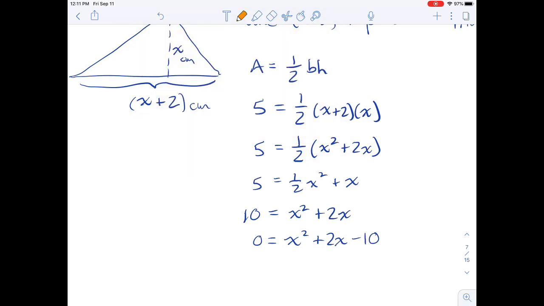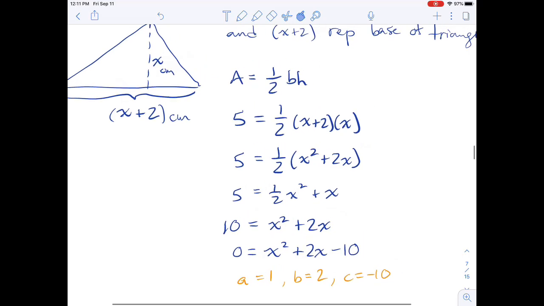So what does that mean? Well, this is where I'm going to leave it to you to finish off, but just remember that means we now know our a value is 1, our b value is 2, and our c value is -10, and we are just trying to solve for a specific value of x. I'm going to leave that for you to try and finish off.